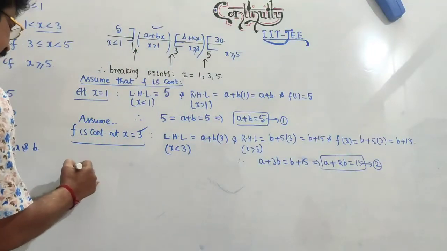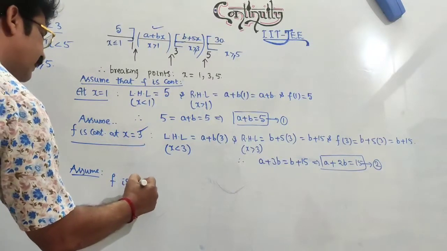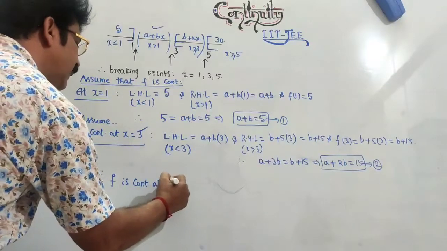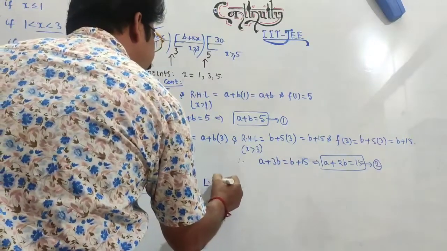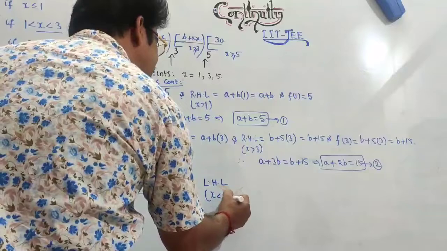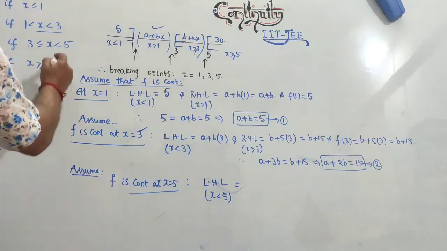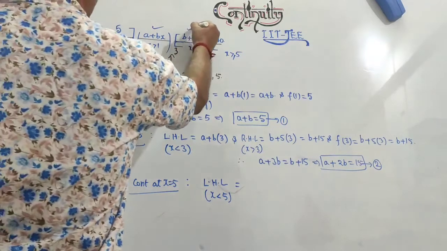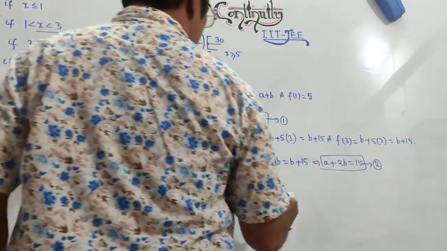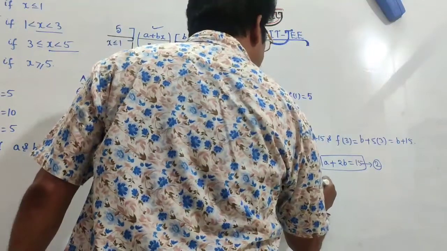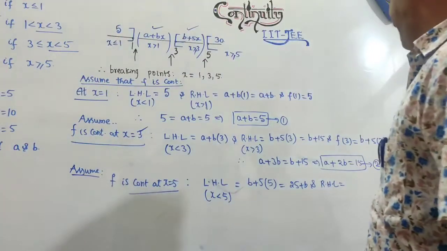Next, the third one. Assume that f is continuous at x equal to 5. So therefore, left hand limit means what? x is less than 5. Where is the x less than 5 area? Here, x less than 5 means this one. So b plus 5 into 5, of course, that is equal to 25 plus b.